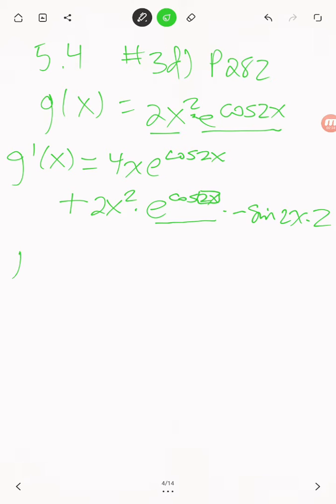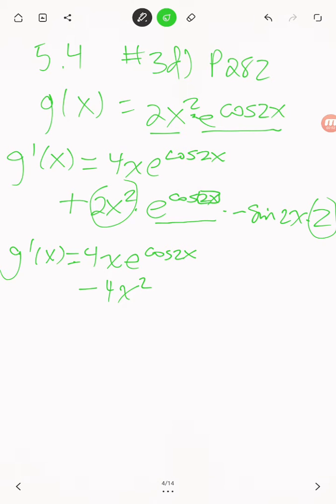So let's clean this up a bit. So we have 4x. I'm really trying to write smaller, but it really just doesn't work for me. My hand naturally goes into larger and larger writing, no matter how hard I try. So it's going to have to be on two lines. Minus, I'm going to multiply this 2 in with this 2x squared, so that's 4x squared e to the cos 2x times sine 2x.